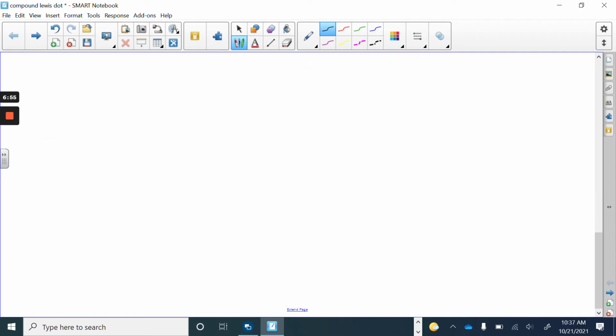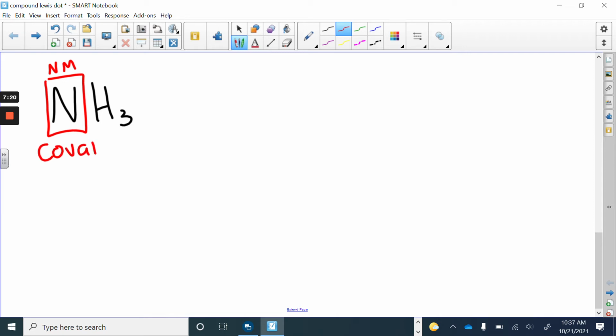Let's try the third one. Our third one is ammonia, NH3. Again, start with whether it is ionic or covalent. Box the first element. Nitrogen is a nonmetal, so this is a covalent compound, which means we are sharing electrons. So we'll start with the Lewis dot structure of each element.